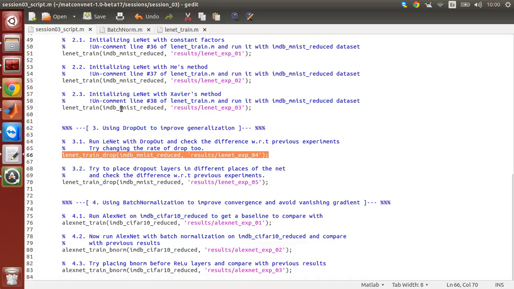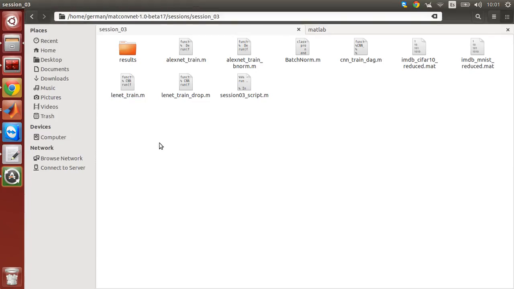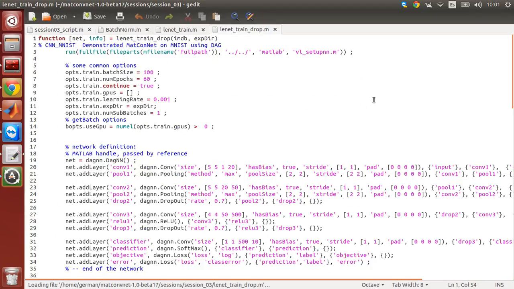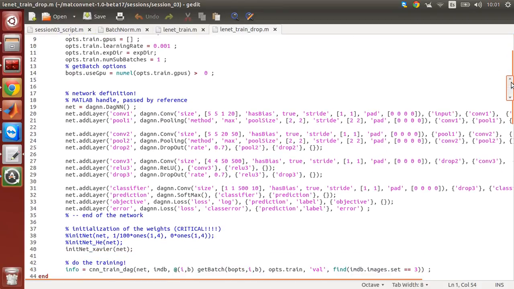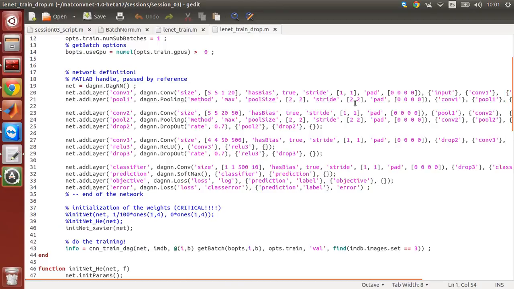Okay, regarding the dropout, we have done a special training using dropout. The first thing is to open the script. The only changes with respect to the previous training code is that after the second pooling layer, we have set a dropout layer, and another one after the ReLU 3.